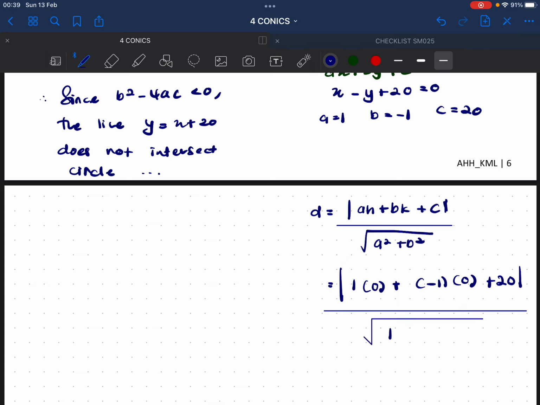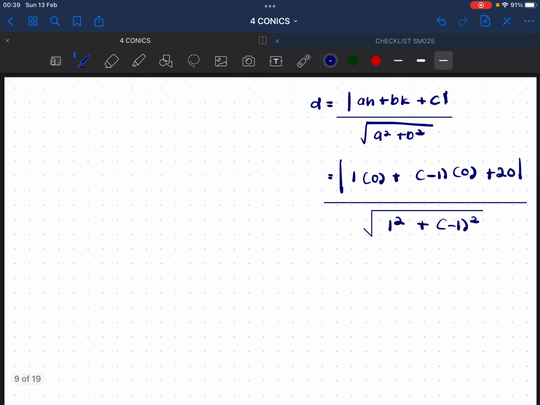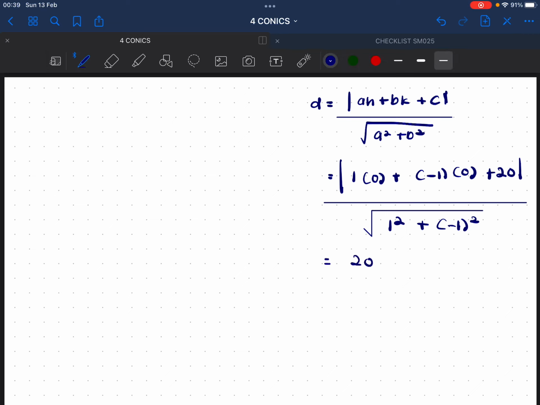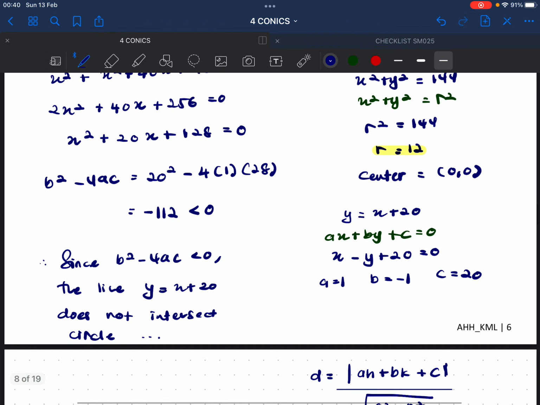So a is 1 squared, b is -1 squared. In the numerator, 0 plus 20 gives 20. For the denominator, we have square root 2, and that's going to be your value, the distance between the line and the center.